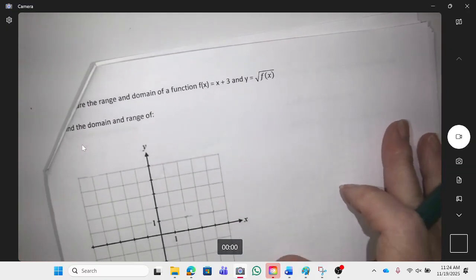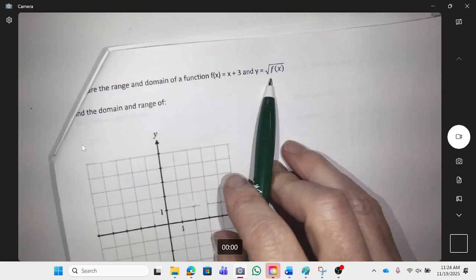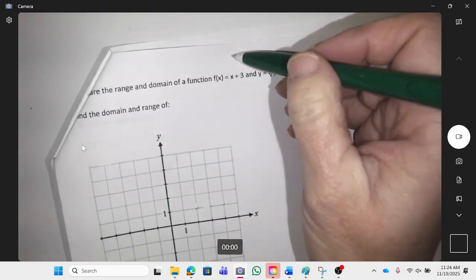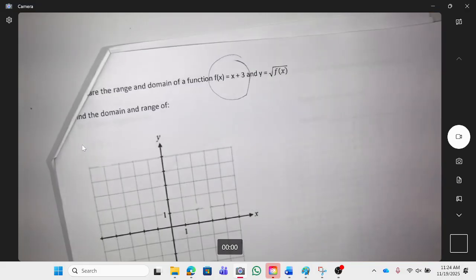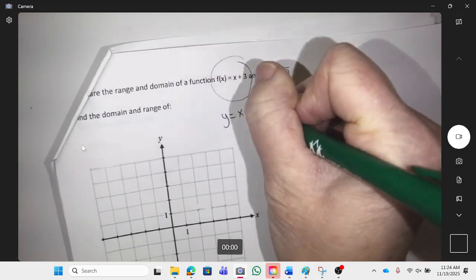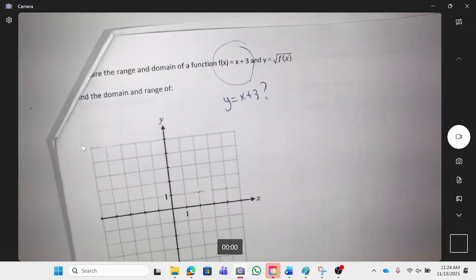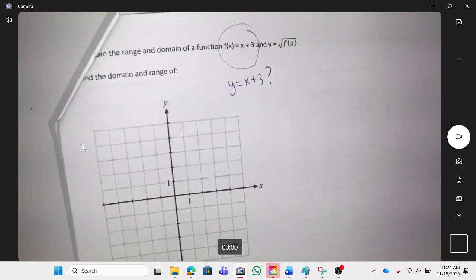Compare the range and domain of this versus this. Okay, what is that? Where does that look familiar from in your past math? You gotta go actually way back. Not even grade 11 back. Before grade 11, grade 10, go all the way back. What is it?